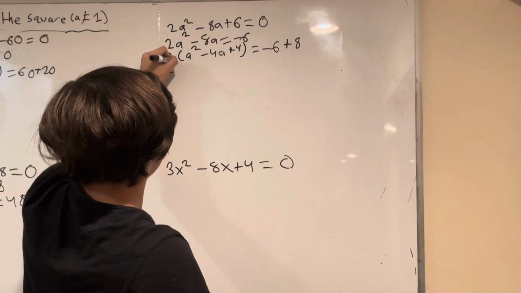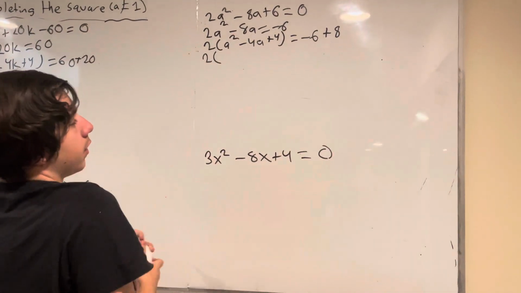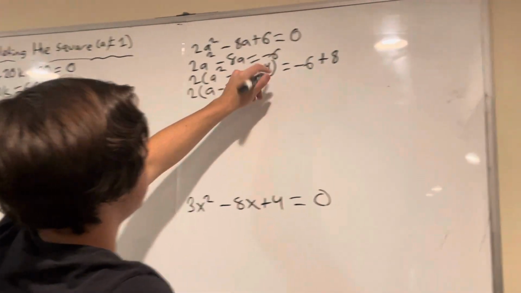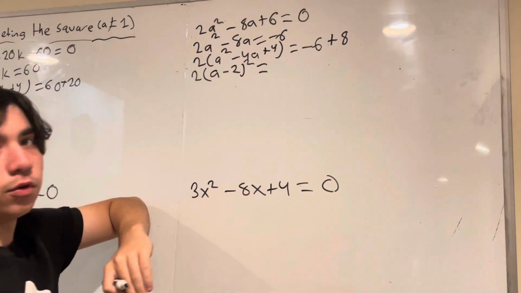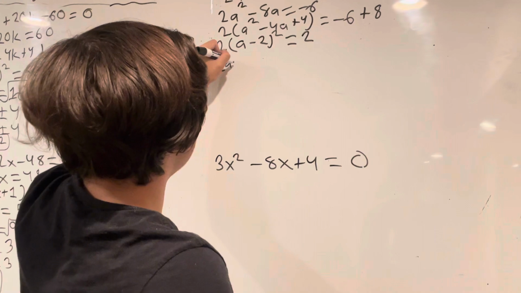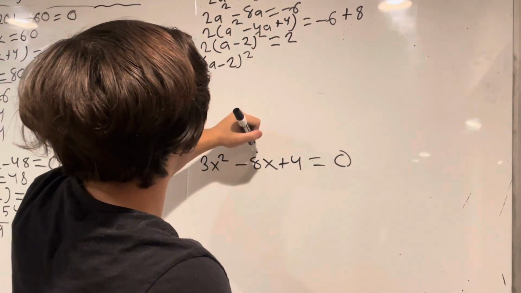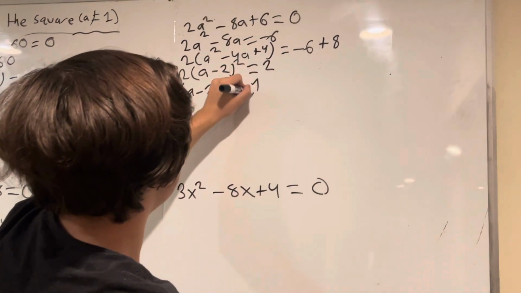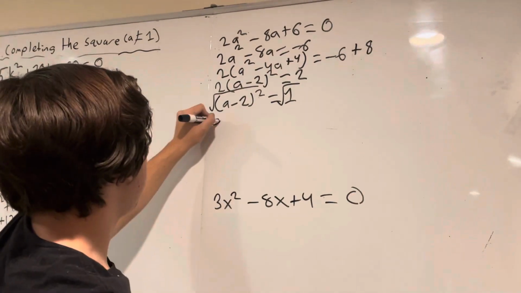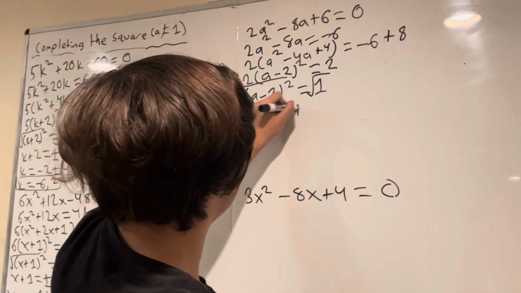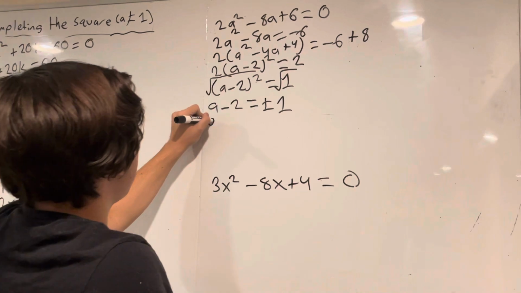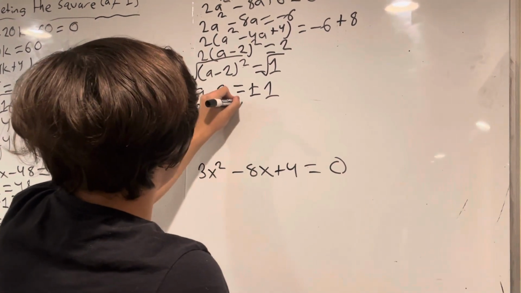So 2 times, how does this factor? It factors to be a minus 2 squared is equal to negative 6 plus 8, which is 2. If I divide both sides by 2, I find that a minus 2 squared is equal to a positive 1. If I take the square root of both sides, I get that a minus 2 is plus or minus 1. So I get that a is equal to 2 plus or minus 1.